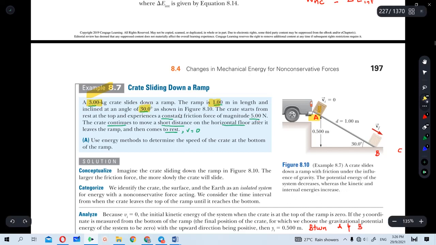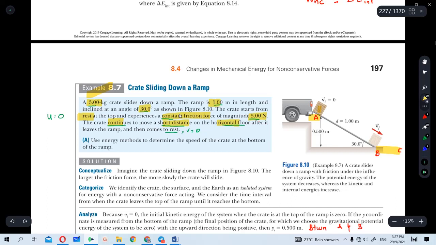And at an angle 30 degrees as shown. Now, the crate starts from rest. Remember, rest means initial speed is 0. So let's put some numbers here. And then it experiences a constant force with magnitude 5 Newton. Throughout, from A until B, there is friction equivalent to 5, until it continues to move another short distance on the horizontal floor from here to here, B to C.